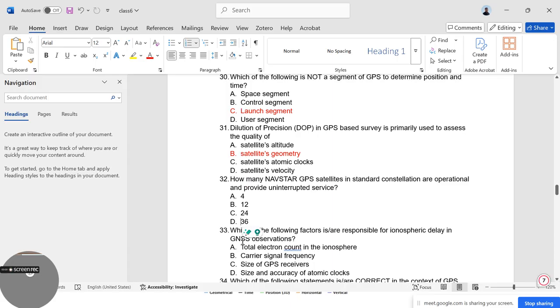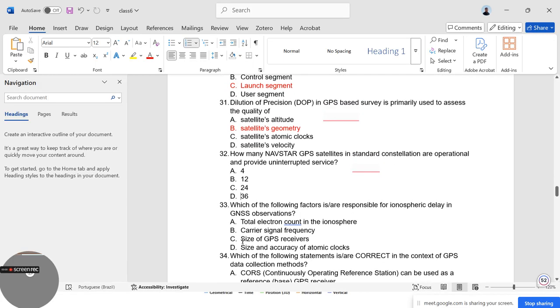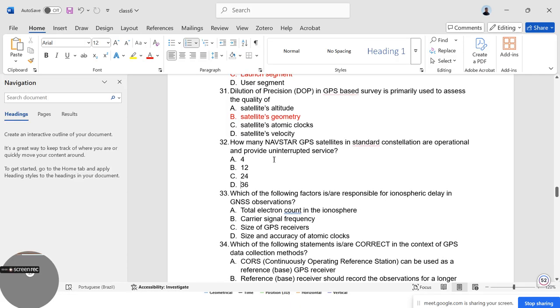Any doubt in this concept of DOP? Okay, if there is no question, we'll move forward. How many Navstar GPS satellites in the standard constellation are operational and provide uninterrupted service?